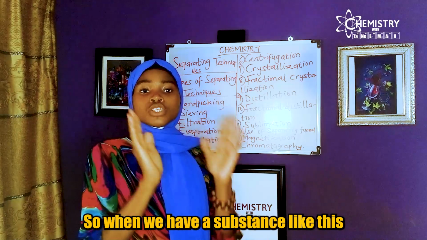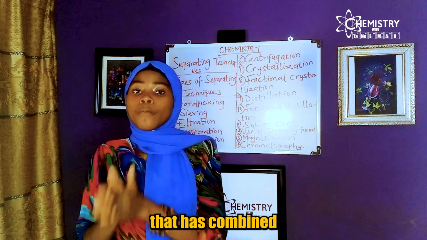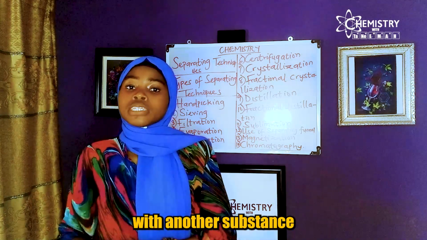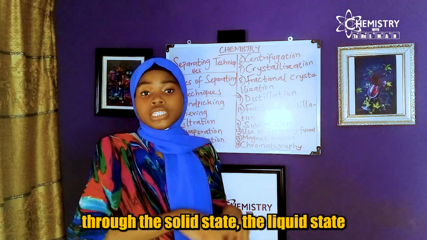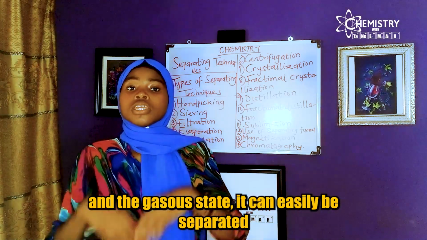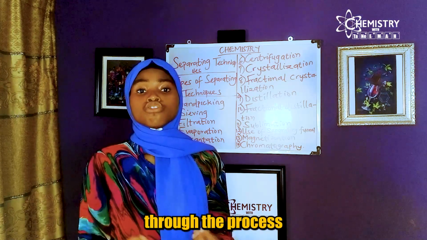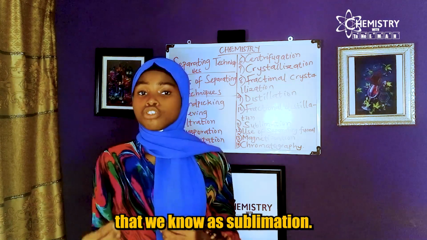So when we have a substance like this that is combined with another substance that cannot sublime, that needs to pass through the solid state, the liquid state, and the gaseous state, it can easily be separated through the process that we know as sublimation.